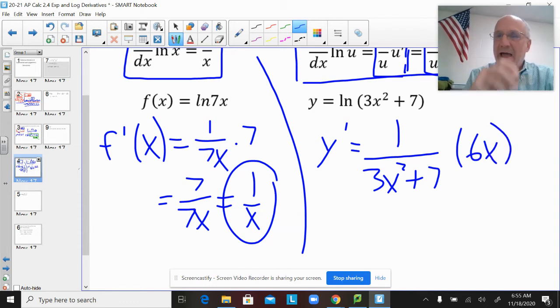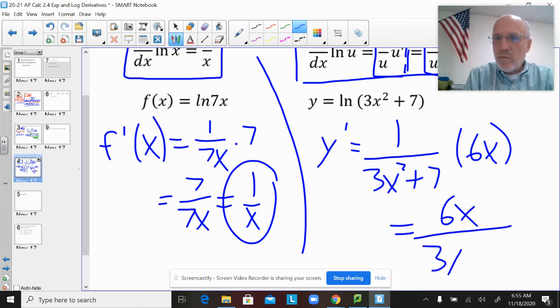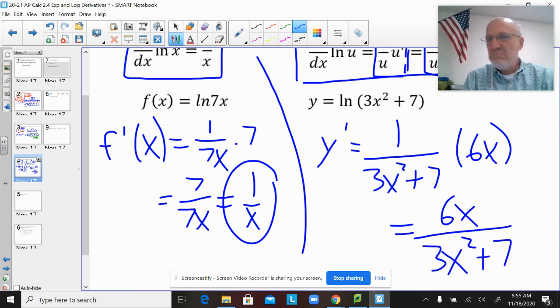And it would be completely valid to write it like that. If you'd rather write it as 6x over 3x squared plus 7, also fine. So the derivative of the natural log of u is 1 over u.